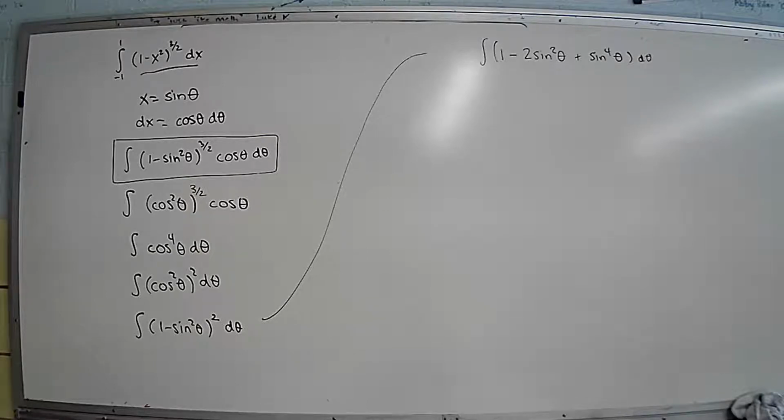How are we going to do cosine to the 4th? It's been a long time since I've done this. I almost don't want you to tell me that, because I want to figure it out.